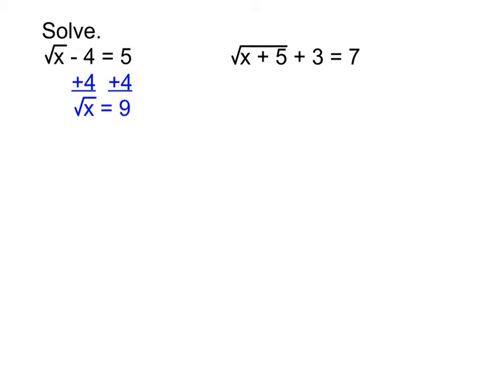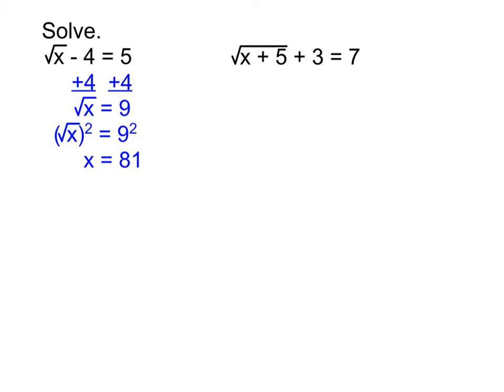And so in order to undo the square root, we're going to square both sides of our equation. When we square both sides, squaring a square root makes that radical go away. So we're just left with x on the left side, and then 9 squared is 81. And that one's done. We know that x equals 81.